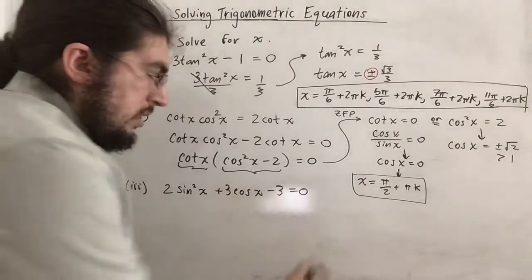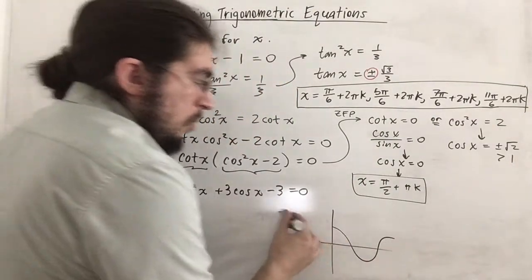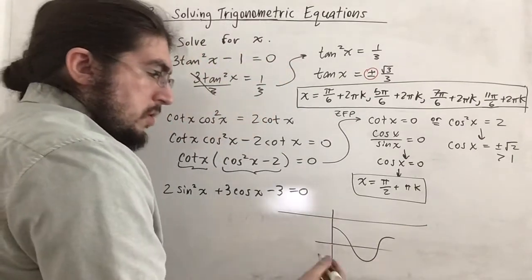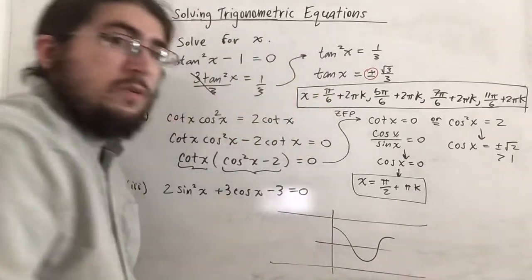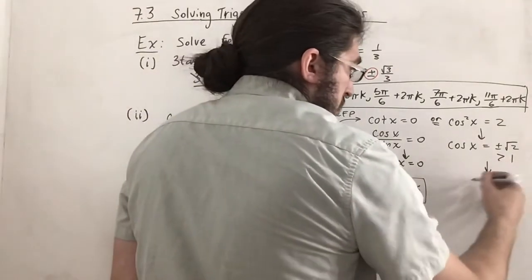And in fact, if you were to graph cosine, just to show you, there's one cycle of cosine, y equals cosine x. Radical 2 over 2 is up here, so there's no intersection. Negative radical 2 over 2 is down below, so there's also no intersection. So here, there's actually no solution.